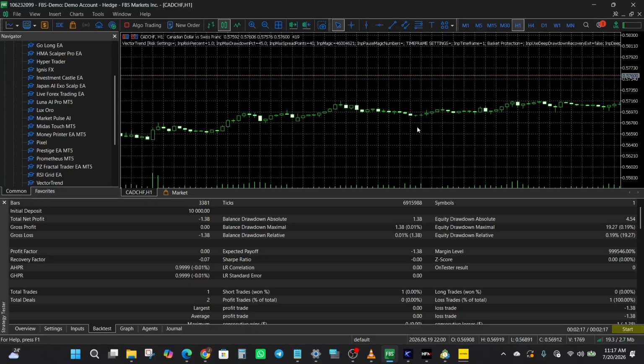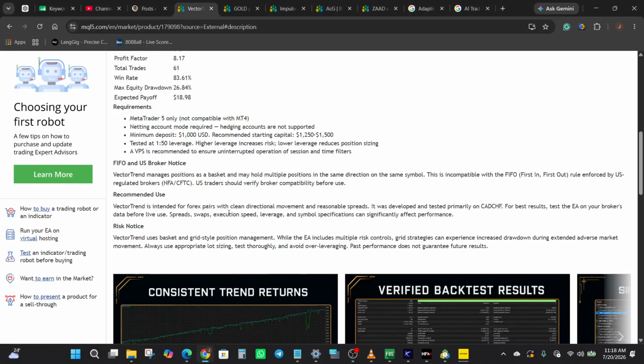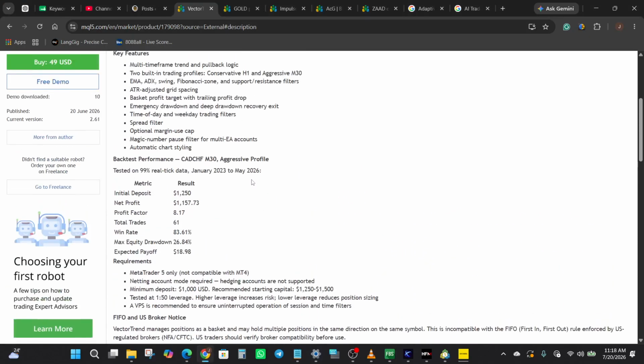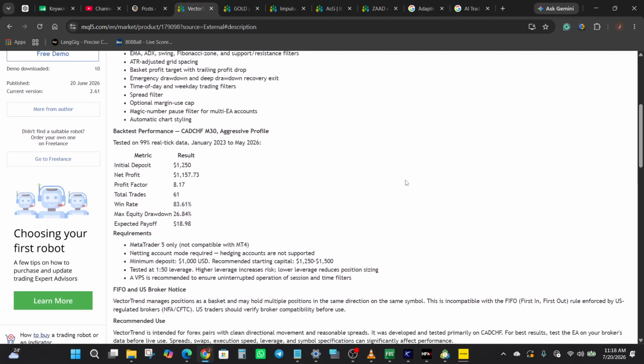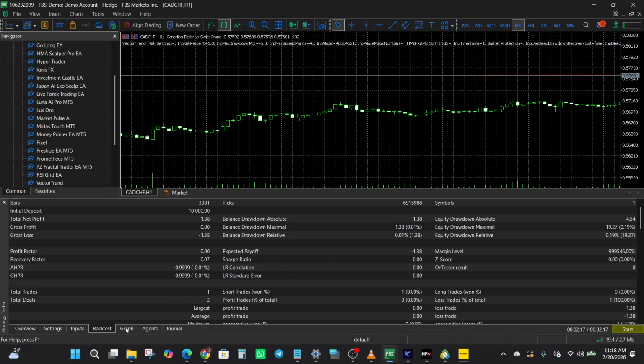So I'm going to recommend testing the aggressive M30 profile directly yourself if you want results that are closer to what is advertised on the listing, and running the conservative H1 profile over a much longer period. The test I ran just covered roughly 6.5 months. So if you want to use the conservative approach, maybe test it over several years to see if you get a different performance.